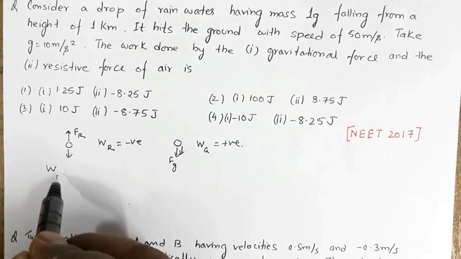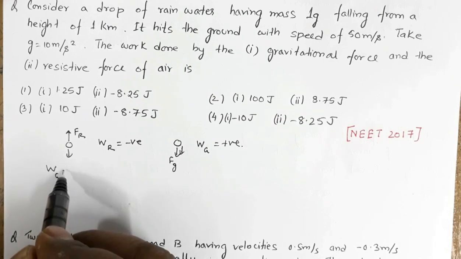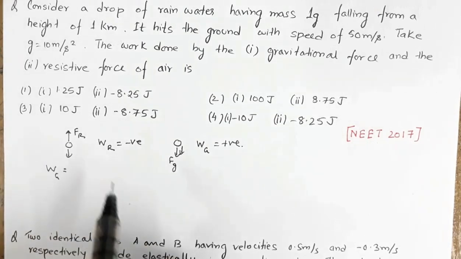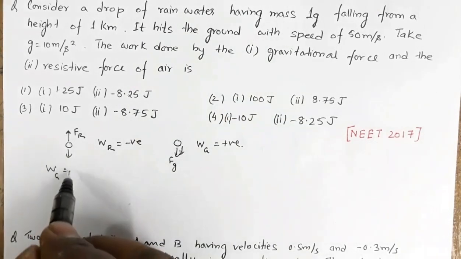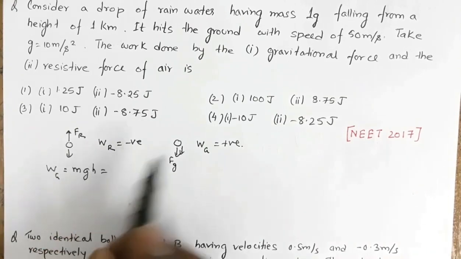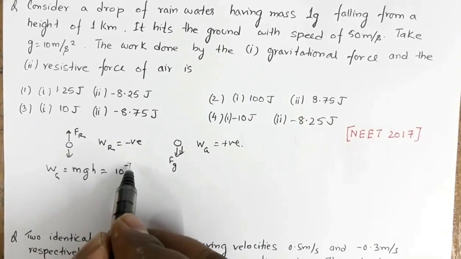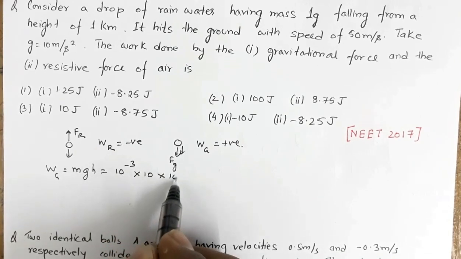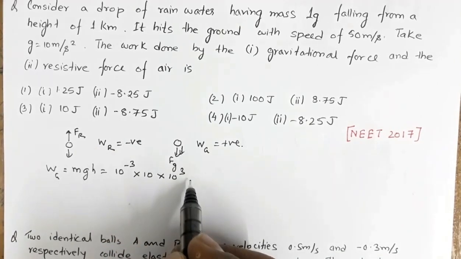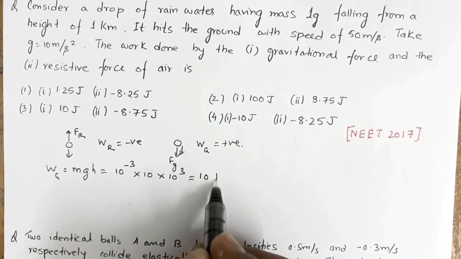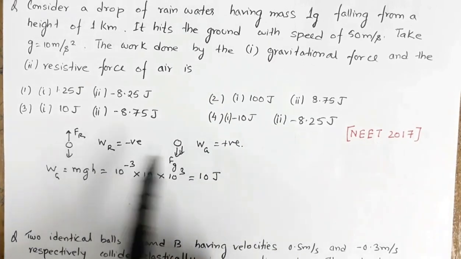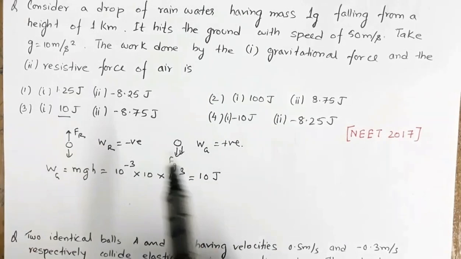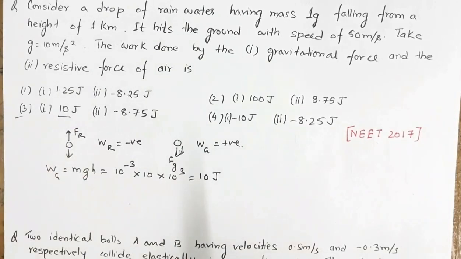Now work done by gravitational force is mgh. So mass is 1 gram, so that is 10 power minus 3 kg, g is 10, height is 1 kilometer, so that is 10 power 3 meter, so this is equal to 10 joule. So out of these two, this is 10 joule, so option 3 is the correct answer.